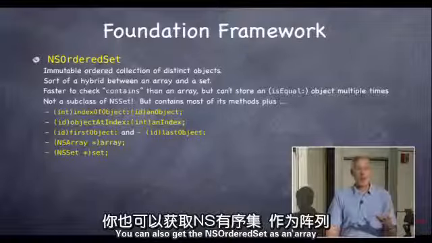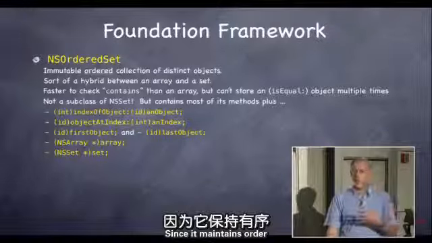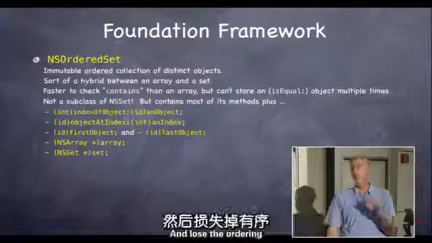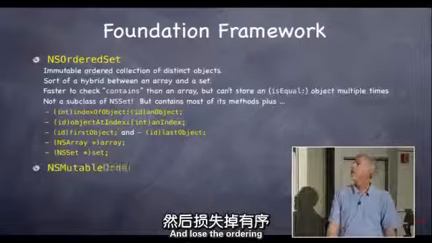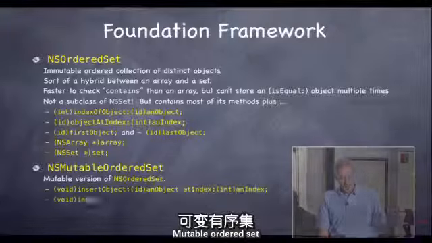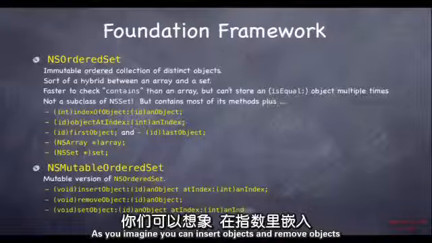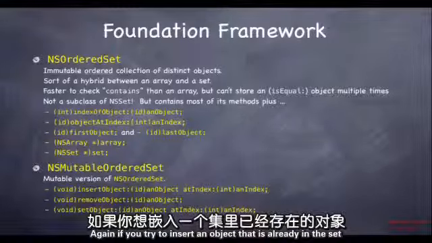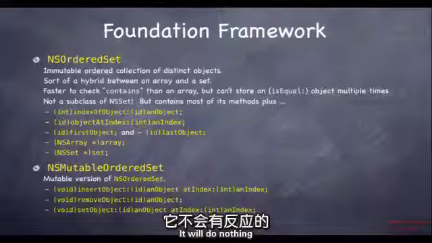You can also get the ordered set as an array, since it maintains order, or you can get a set that tells what is in the NSOrderedSet and lose the ordering. Okay? Mutable ordered set, as you imagine, you can insert objects and remove objects and set objects at index. Again, if you try to insert an object that's already in the set, it will do nothing.